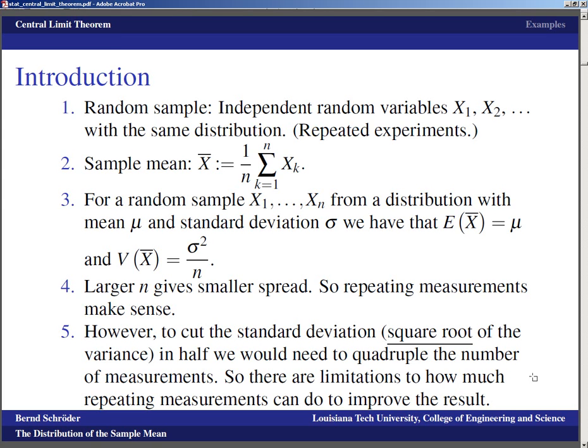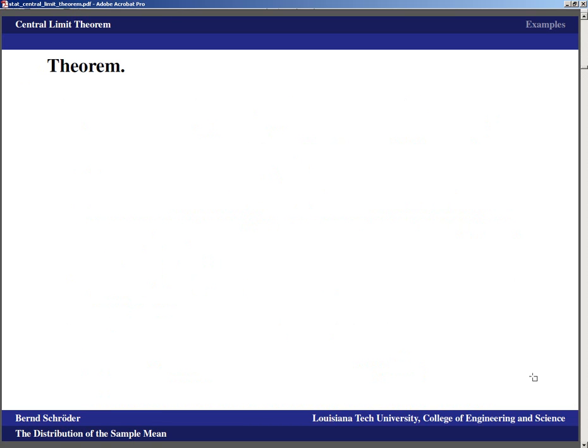So that is something that practitioners also have to take into consideration. Statistics help us to improve our measurement results, and certainly you don't want to just take one measurement because there's a chance it could be way off. But statistics don't fix bad equipment.